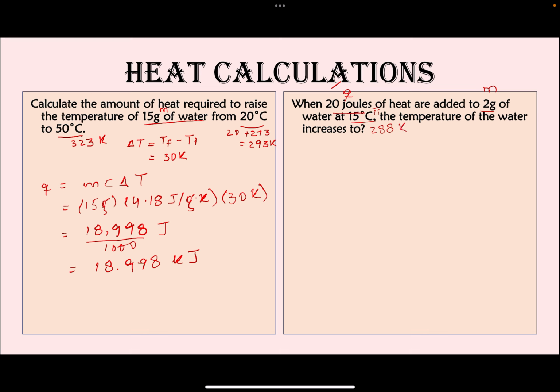So we are looking for the final temperature. So TF is unknown. Let's go ahead and write the equation. Q equals MCΔT. Instead of writing delta T, I'm going to write TF minus TI. So we're going to open up the equation. And that's because we want to isolate the final temperature from this equation. So the first thing that we can get rid of is the MC. So let's go ahead and divide MC on both sides.